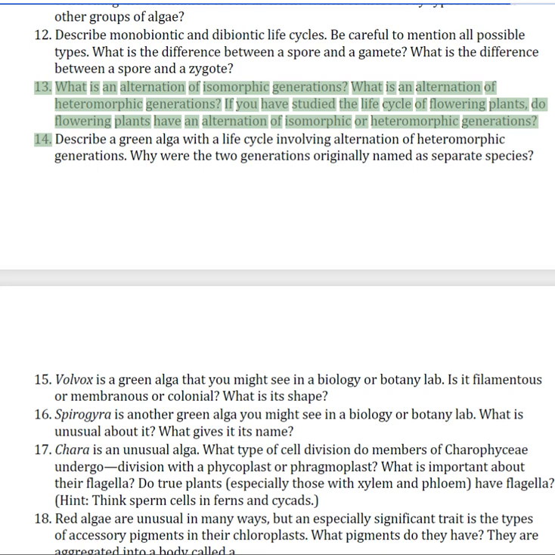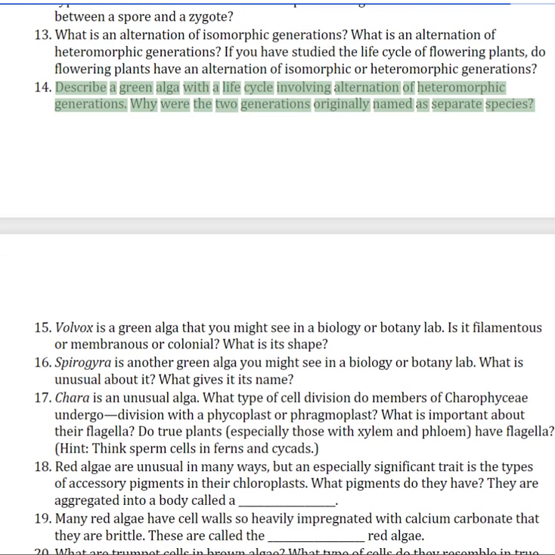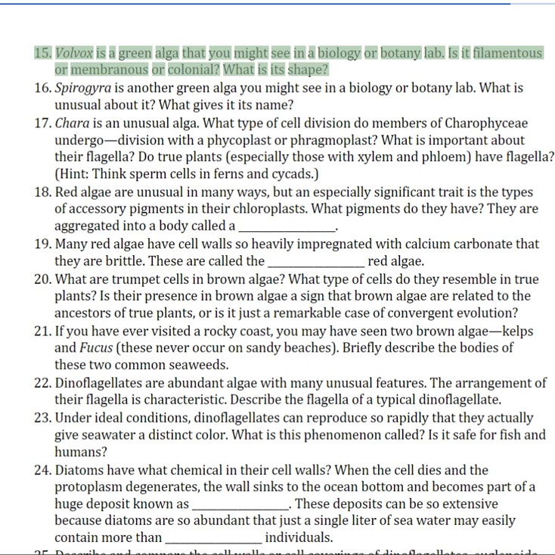If you have studied the life cycle of flowering plants, do flowering plants have an alternation of isomorphic or heteromorphic generations? 14. Describe a green alga with a life cycle involving alternation of heteromorphic generations. Why were the 2 generations originally named as separate species? 15. Volvox is a green alga that you might see in a biology or botany lab.